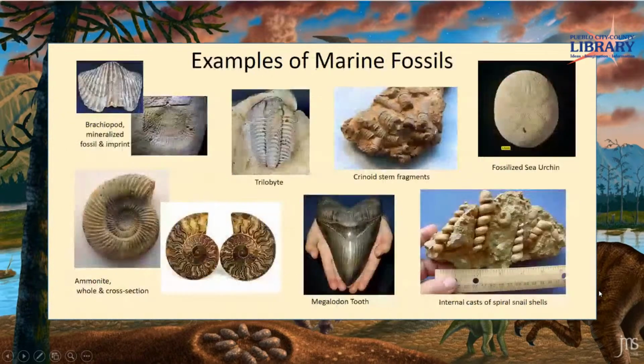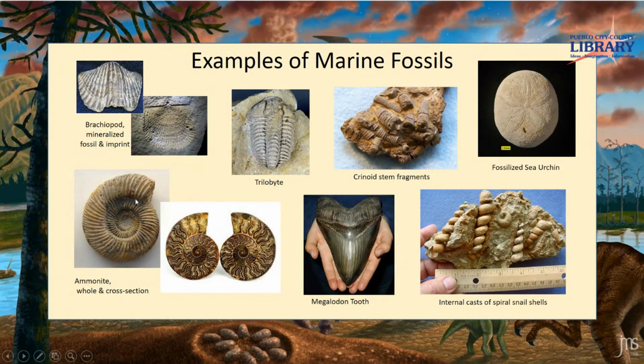All right, and on the next slide, these are examples of lots of different marine fossils, which means these were water-living organisms at the time. In the upper left corner, we see a brachiopod. And here we see the fossilized shell. And here we see an imprint of a brachiopod shell. So two different kinds of fossils, and sometimes you can get both.